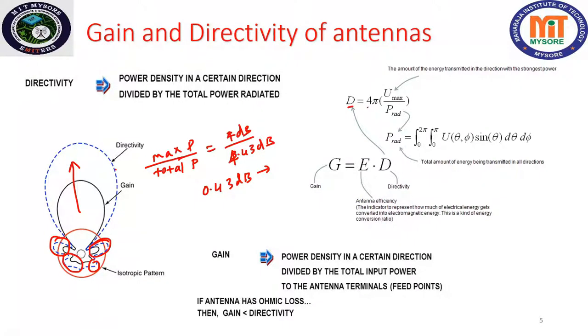As you can see, D is equal to 4 pi, this is the solid angle, multiplied by the maximum radiation intensity U max, divided by the power radiated. Okay. Now coming to the gain, what is gain? Gain is the ratio of power density in a certain direction to the total input power to the antenna terminals. So gain is power density in a certain direction divided by total input power. Okay. So you can clearly observe the difference.